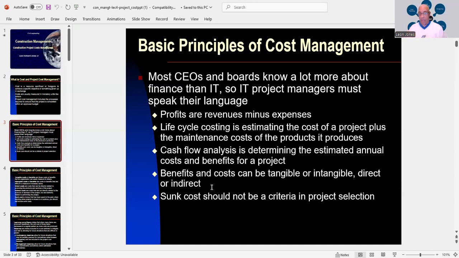Now, remember this, benefits and costs can be tangible or intangible, direct or indirect. Now, you also have something called a sunk cost. It should not be a criterion in selecting a project.